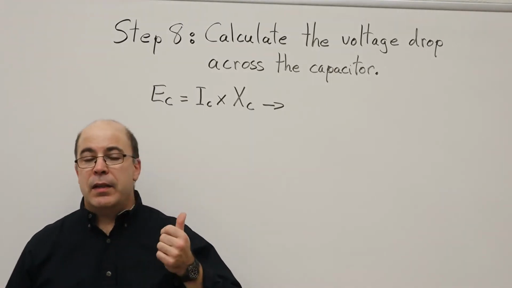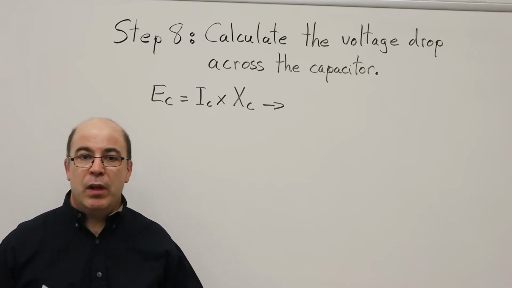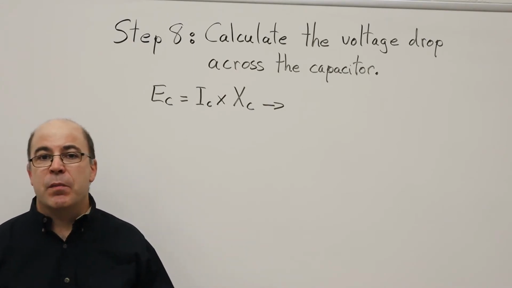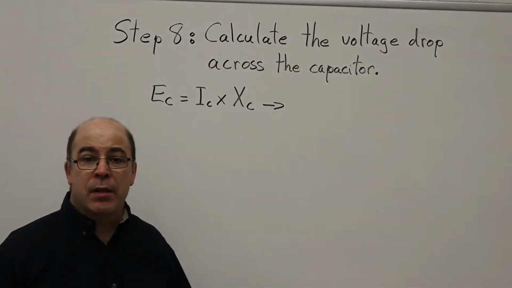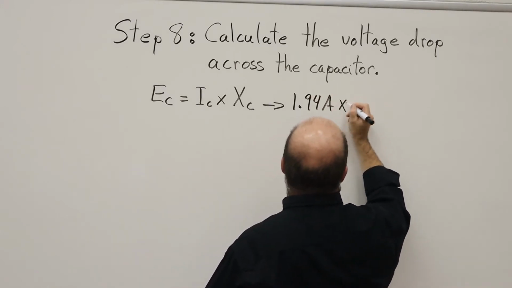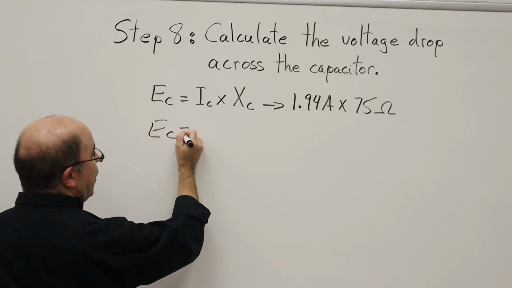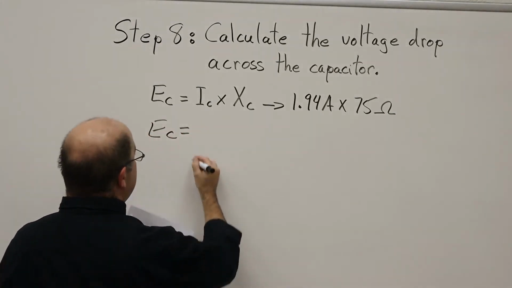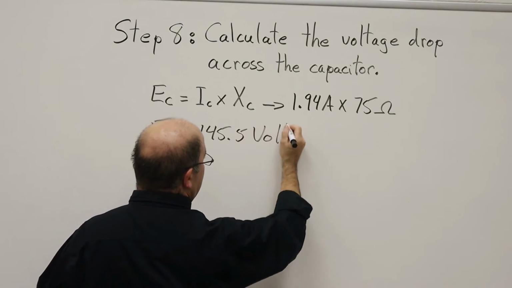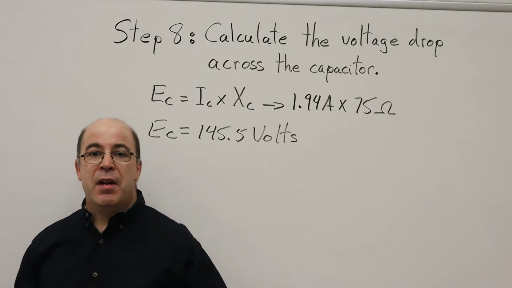We're going to take the current of the circuit, which was 1.94 amps, and multiply that by the value of capacitive reactance. In this case, it was 75 ohms. So I'm just going to go ahead and put that down on the board. As a result, the voltage drop across the capacitor is going to be 145.5 volts.